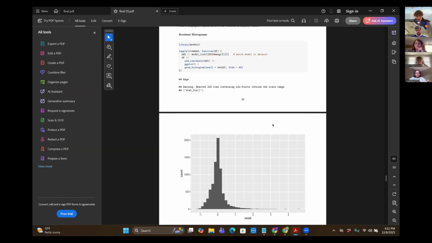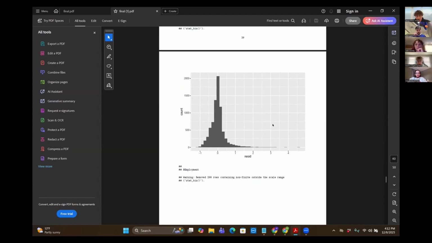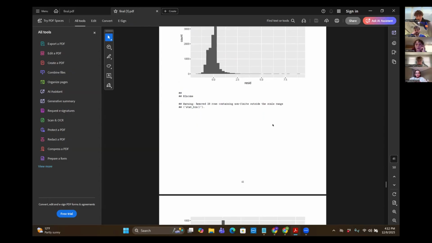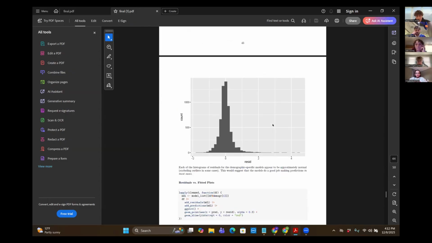Then I plotted the residuals in histograms to make sure that each of the linear models was performing well. And as you can see, each of them is approximately normal with the mean centered around 0. There are some outliers, that's why the graph looks a little bit bigger, but I still think this is a good sign that our models are performing well.